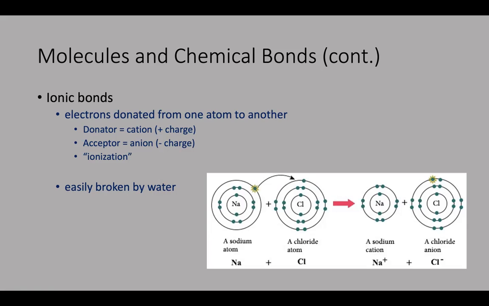On the other side of that, you have to have an element that's going to accept that electron. That acceptor becomes the anion. It's taking on more negative charge in the form of that electron. So it is negatively charged and it's the anion. This process in general is called ionization.